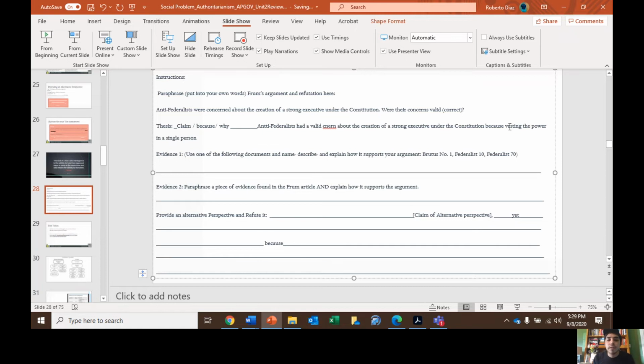So Anti-Federalists had a valid concern about the creation of a strong executive under the Constitution because vesting the power in a single person gives that person a lot of responsibility.